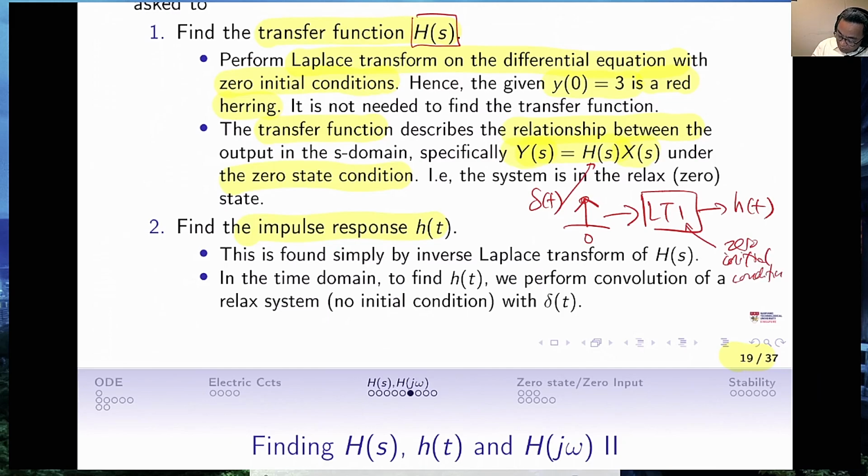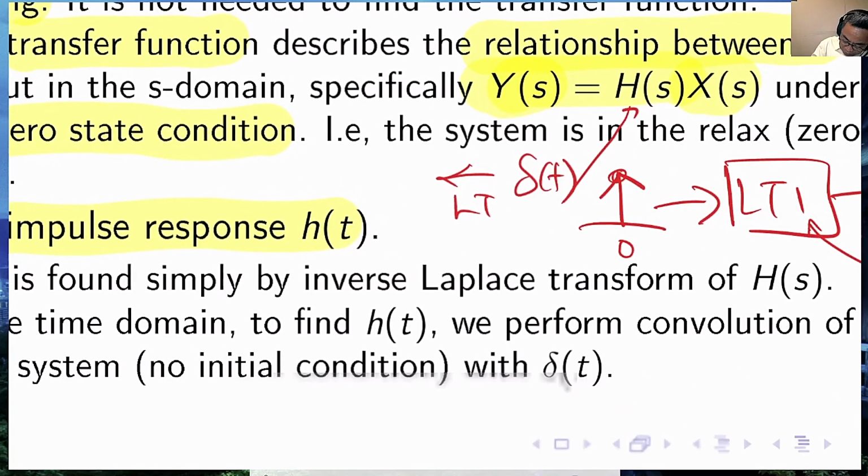Now, if delta of t is fired into an LTI system and you get h of t, then let us perform the Laplace transform of delta of t. What is the Laplace transform? It is 1. So when X(s), the input, equals the delta transform, X(s) equals 1. So Y(s) is equal to H(s).